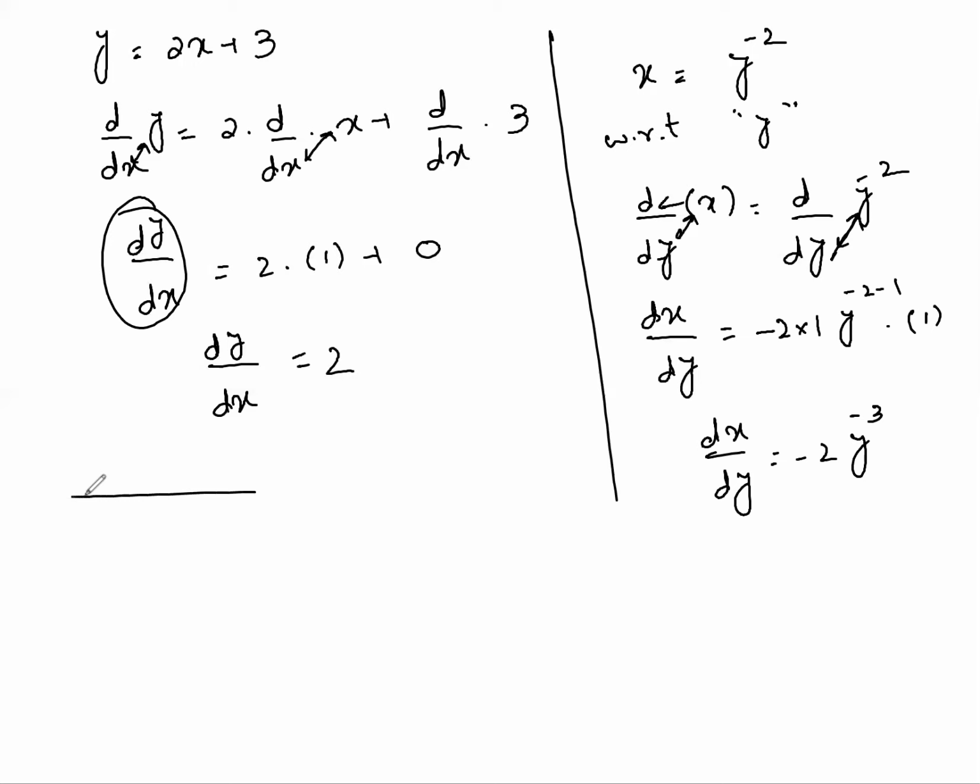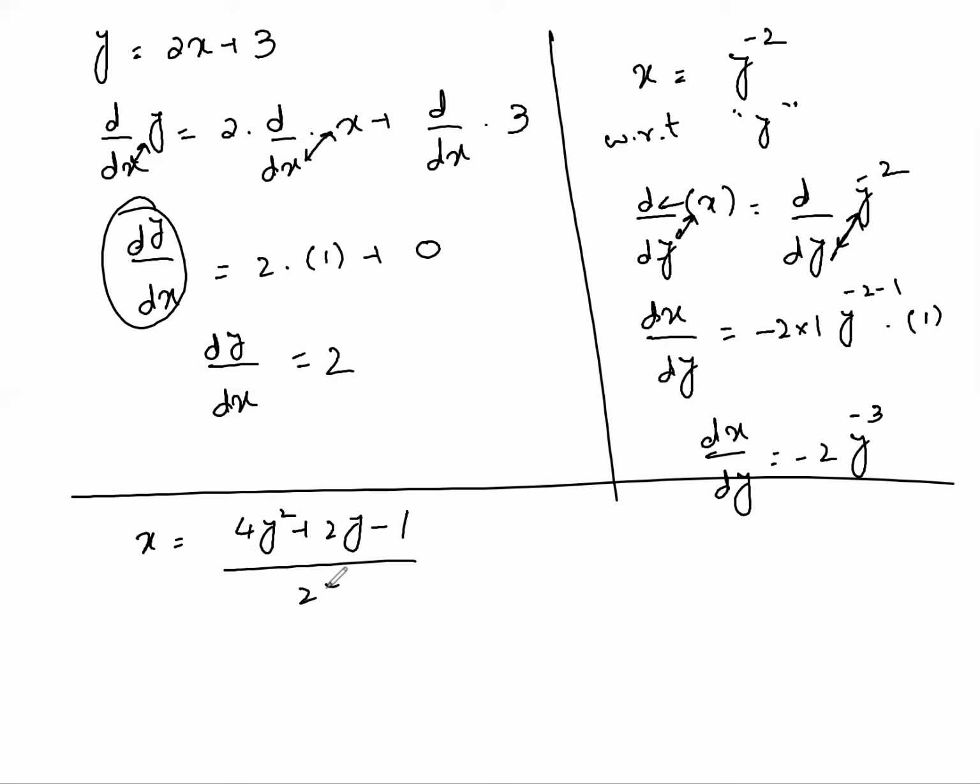Similarly, there was another problem in your exam, which I think was y equals 4y square 2y minus 1 over 2y minus 3, or plus 3, whatever it was. Some people were applying the quotient rule, and that was also correct. But since we didn't discuss the quotient rule, it was very simple, you can write it like this: 2y over 2y minus 3 minus 1 by 2y minus 3.